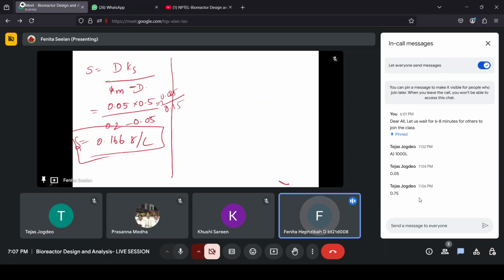Tejas, can you please check your answer? I'm getting 0.166 gram per liter. Anybody else is getting the same answer? It is 0.05, the value of D, into 0.5 divided by 0.2, which is your mu max minus D value. It's 0.05.